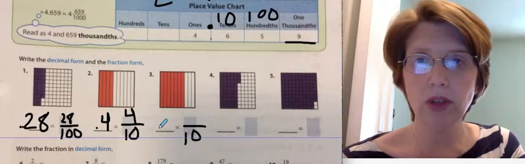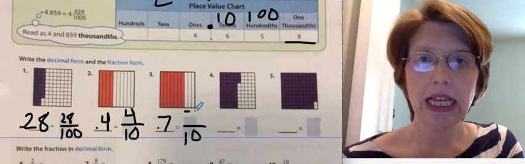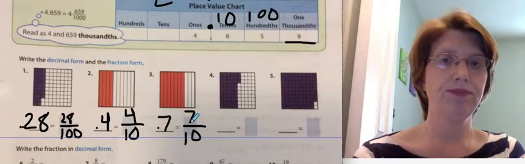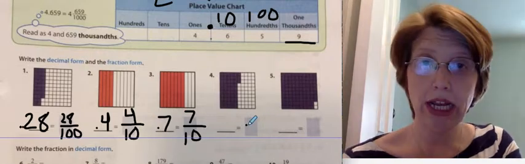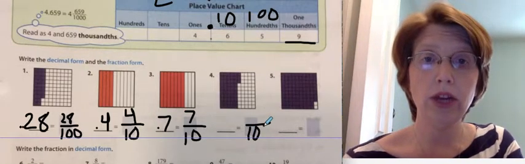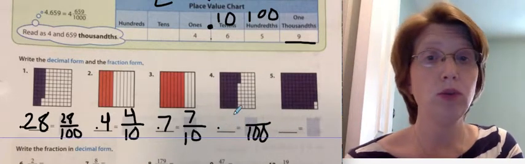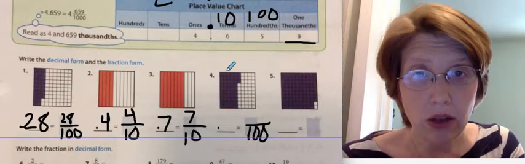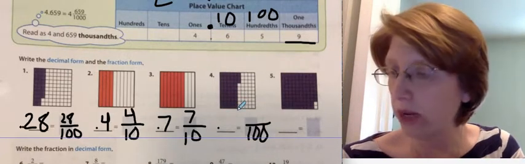7, right? So it is 0.7. 7/10. 7/10. Now I have the grid that has 100 on it. So this is going to be out of 100, which means I'm going to have 2 numbers after my decimal. So what are my numbers going to be? Let's see, 10, 20, 30, 40, 53.